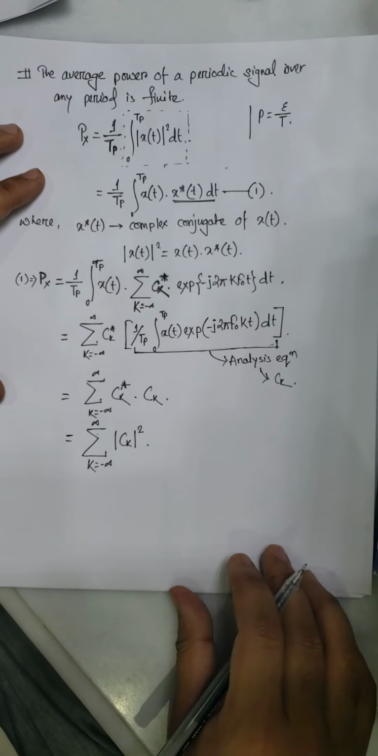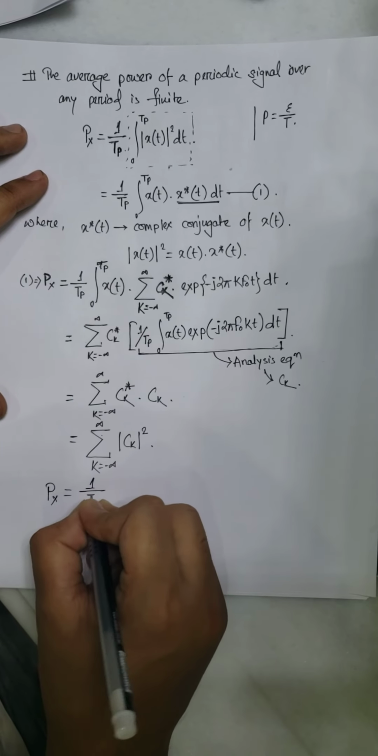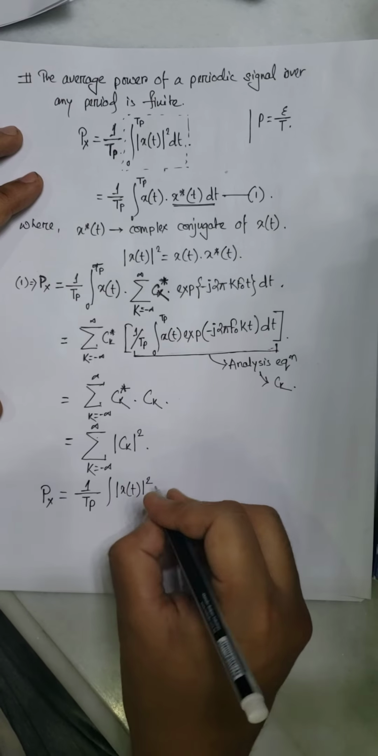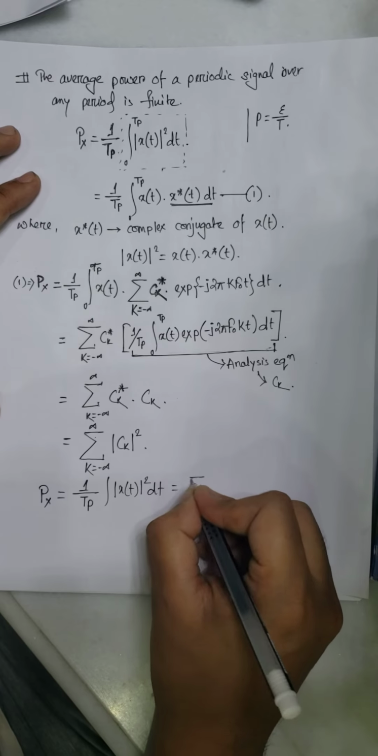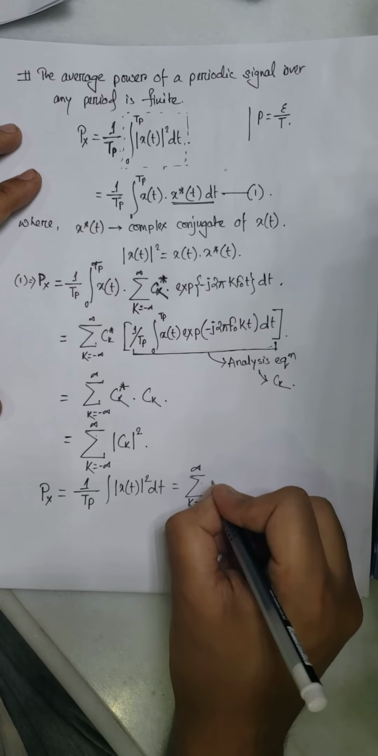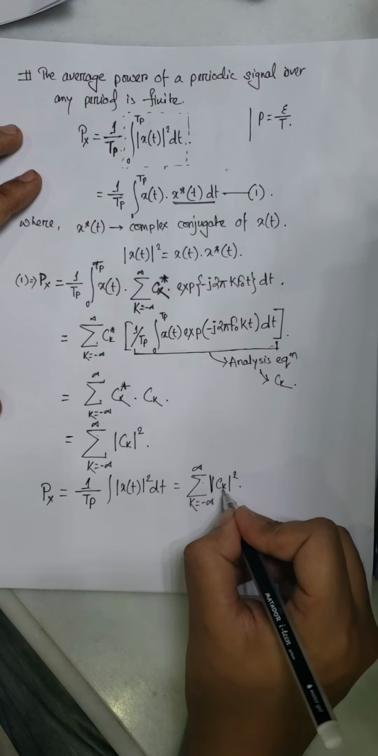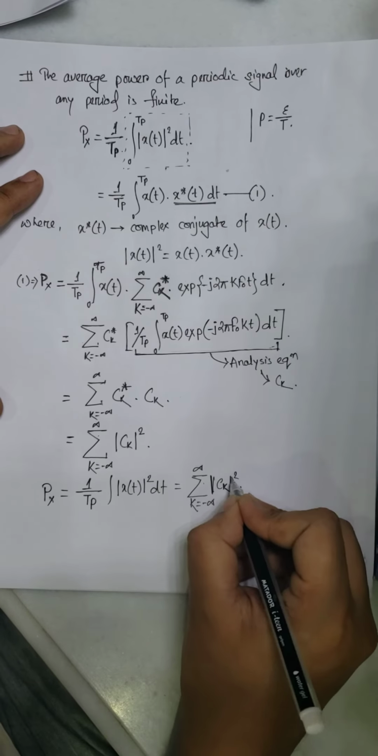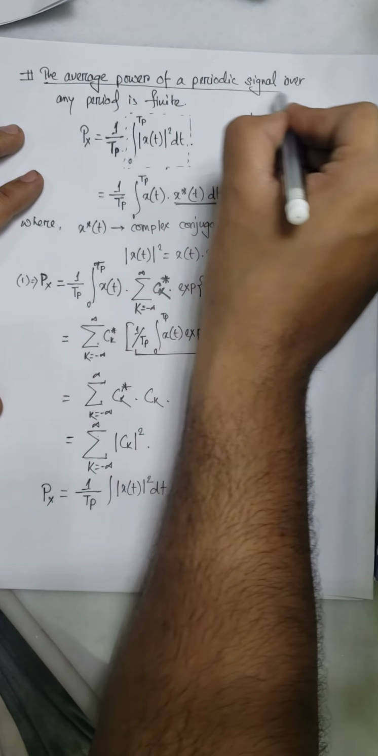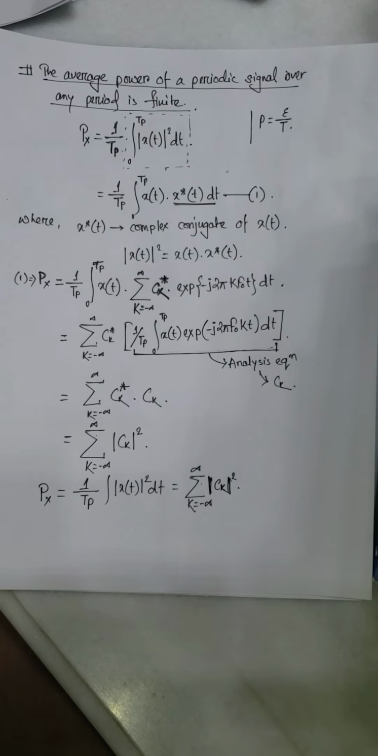So we have established a relationship that Px equals 1 over Tp integral of |x(t)|^2 dt equals the summation of k, which goes from minus infinity to infinity, of |ck|^2. And for any value of k, this is obviously a finite value, hence proving the initial assumption that we have made before going to the derivation.